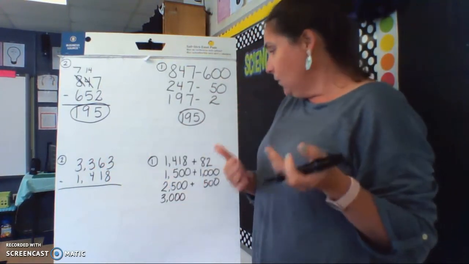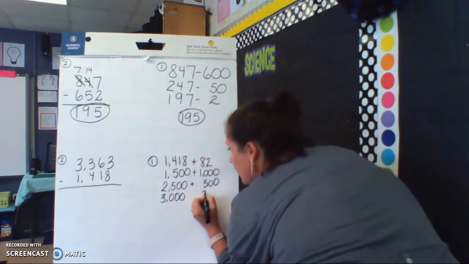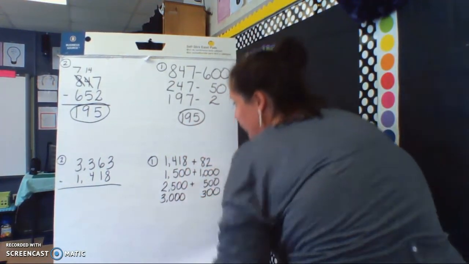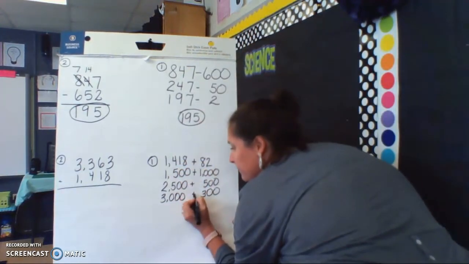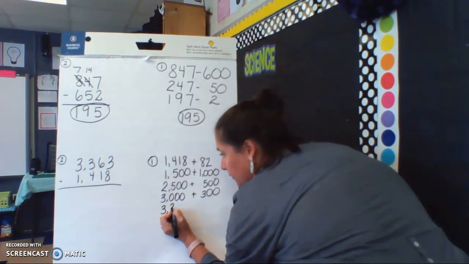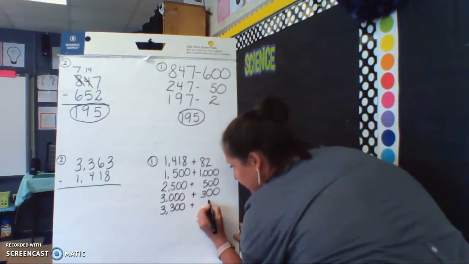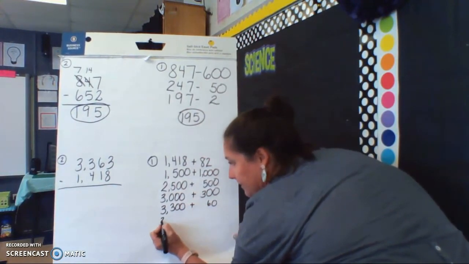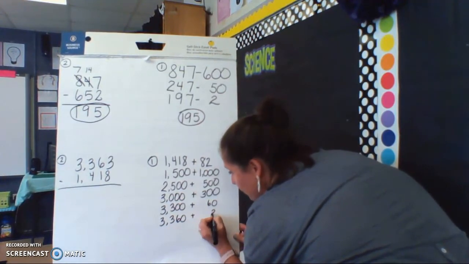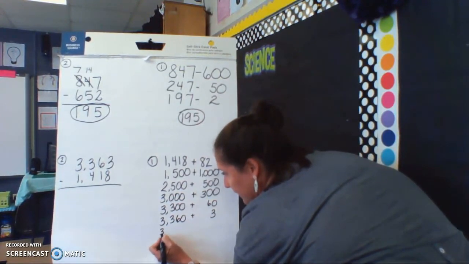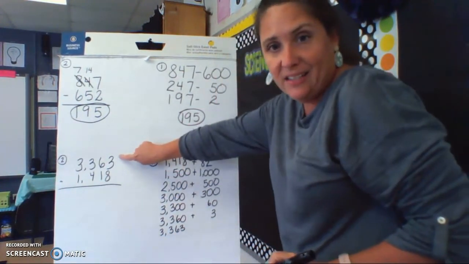So I'm now going to add another 300, because I'm trying to keep my friendly numbers. And when I add 3,000 plus 300, that gives me 3,300. And then I'm going to add my 60. And that gives me 3,360. And then I'm going to add my 3. And that gives me 3,363. Which is where I want to get.